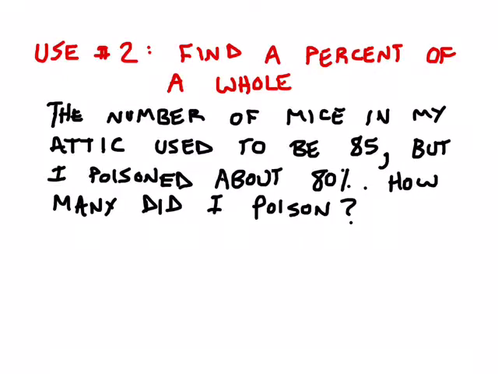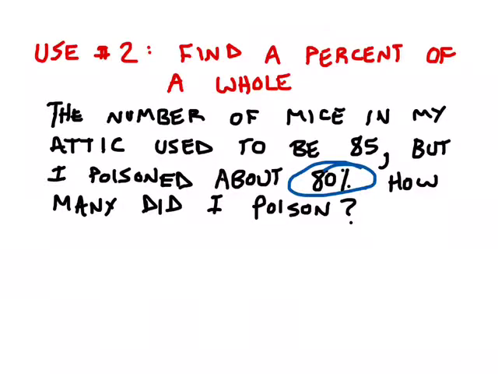The number of mice in my attic used to be 85, so I used to have 85 mice in my attic, but I poisoned about 80%. How many did I poison? So the first thing I'm going to point out here is that anytime you have a percent given to you, that's a pretty good dead giveaway that you've got the percent part. So here we've got 80%.